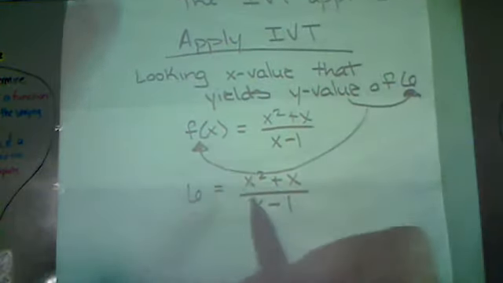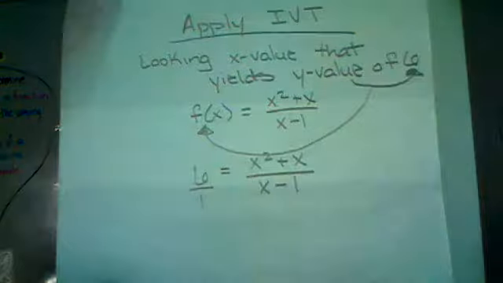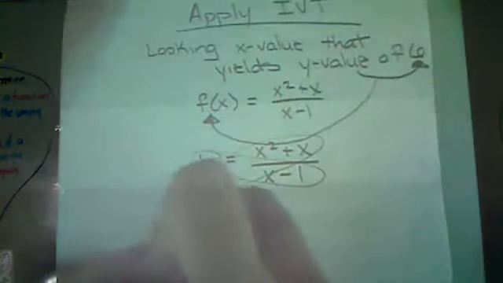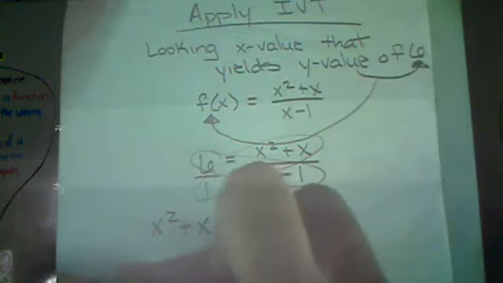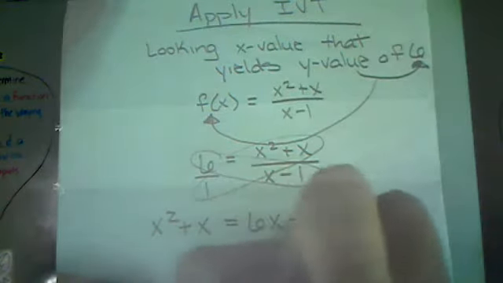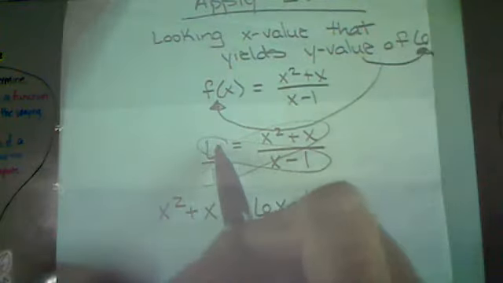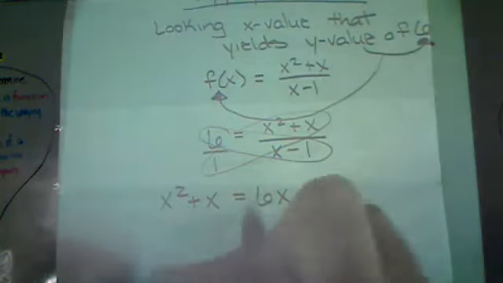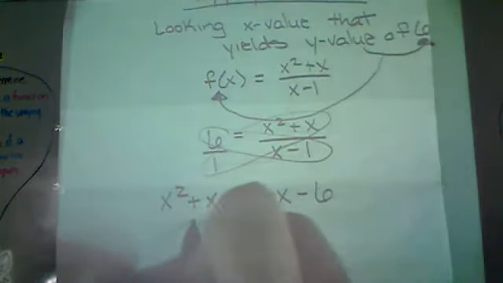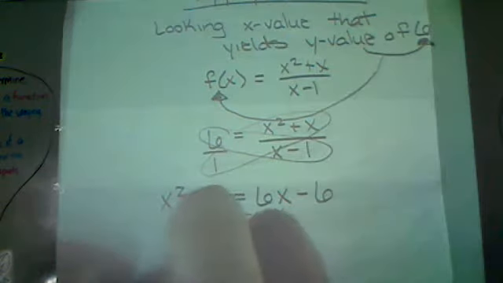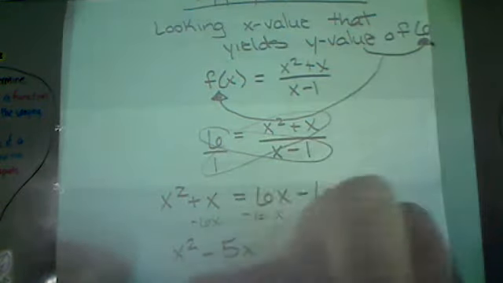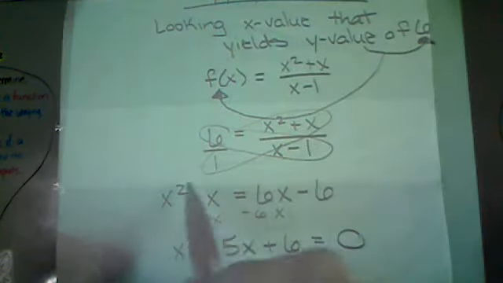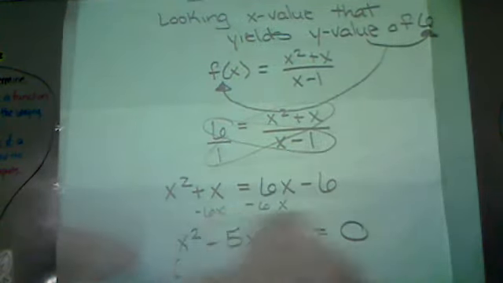I now am going to begin solving for x. Think of this as 6 over 1. I'm going to cross multiply and get x squared plus x equals 6x minus 6. I decided to distribute my 6 automatically, thus saving me some room on my paper. I am now going to bring everything over to one side. Get x squared minus 5x plus 6 equals 0. All I did is I moved all this over to that side. I can now factor.